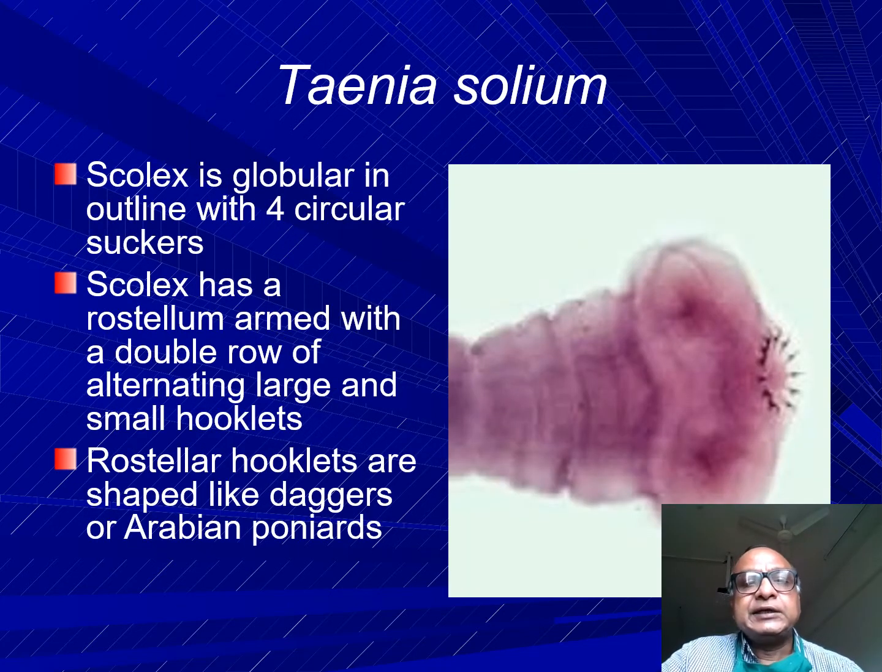This is the head structure of the Taenia solium. You can see these four suckers, two visible and two on the other side. And there is an additional rostellum armed with a double row of alternating large and small hooklets. This is the characteristic difference between the two Taenia, solium and saginata. These rostellar hooklets are shaped like daggers or Arabian poniards.